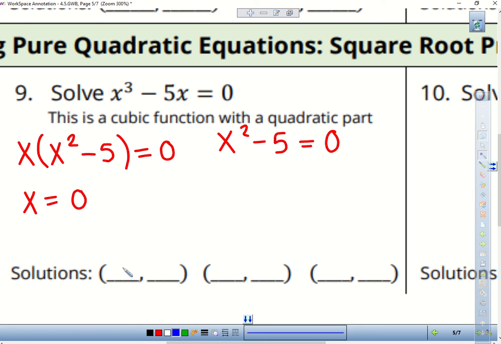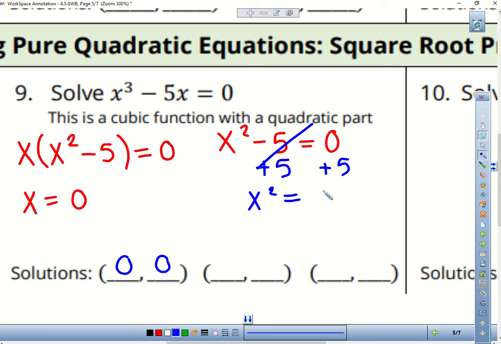Now this one is pretty obvious. It's just 0, 0, right? We dealt with that. We're good to go. Now the other one, we would add 5 to both sides to solve. We would be left with x squared is equal to 5. And then what would we do to get rid of a second power? Square root. So whenever you want to reverse a square, you use the square root, okay?